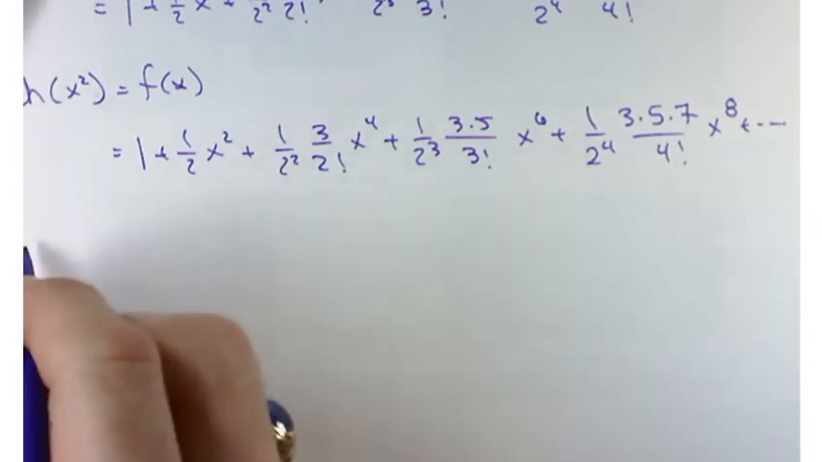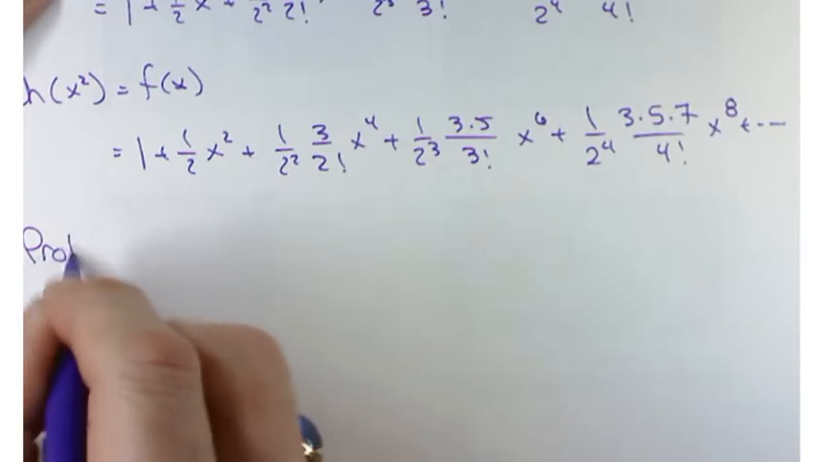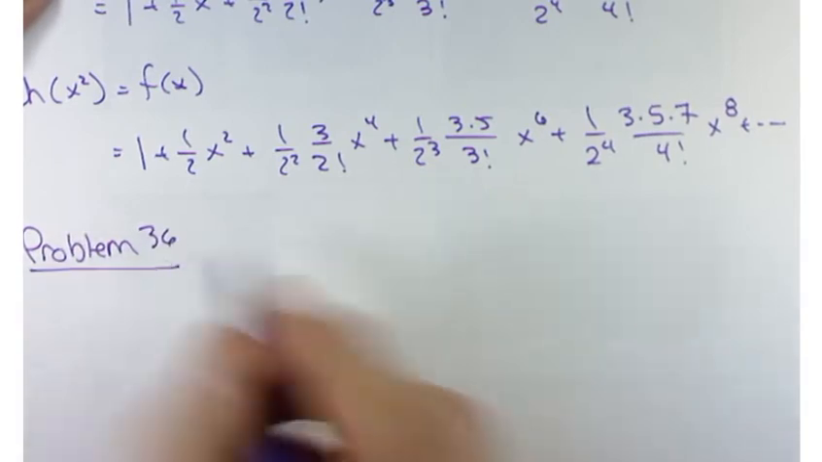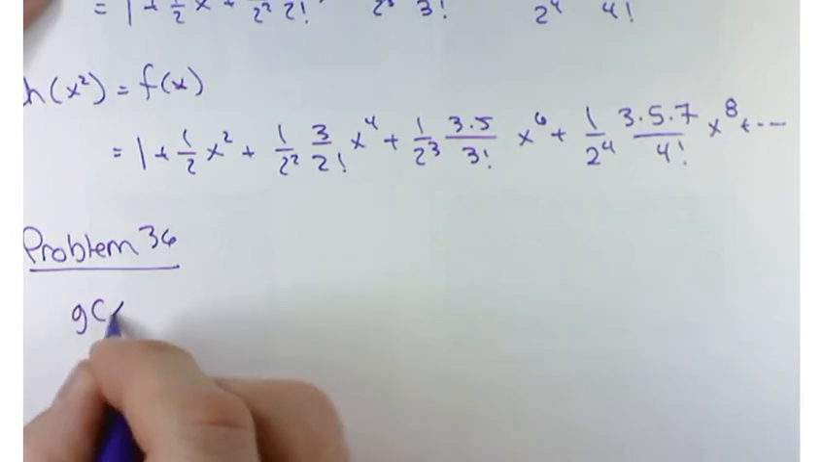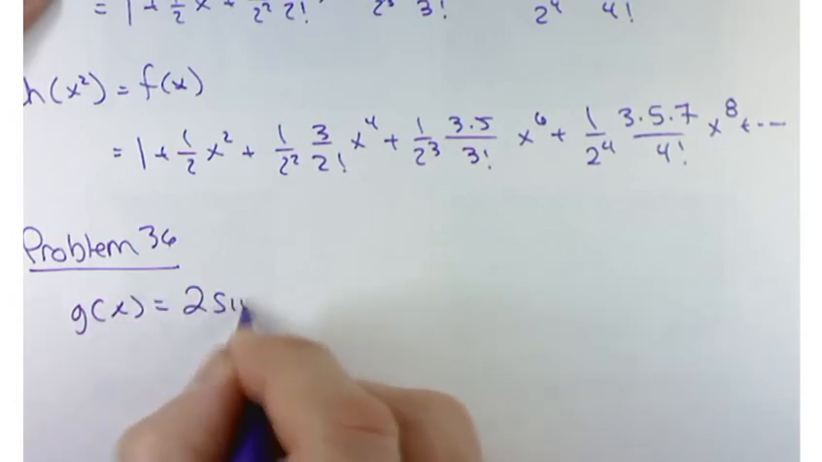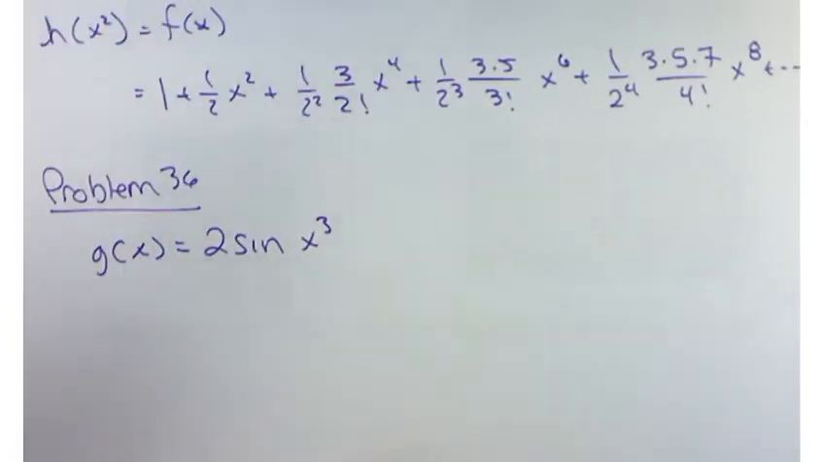All right, let's send you off with an easier one. Problem number 36. g of x is 2 times the sine of x cubed. What would you do with this? If we're trying to find a series for that one, how would you approach it? Yeah, use the sine summation formula, right?